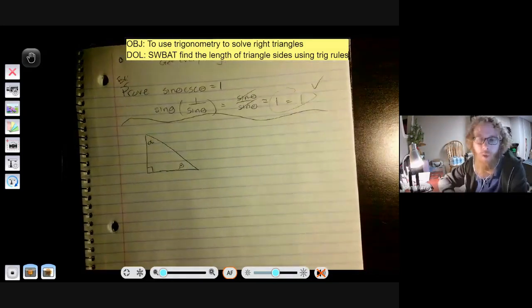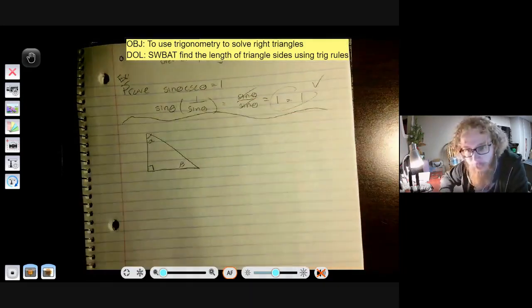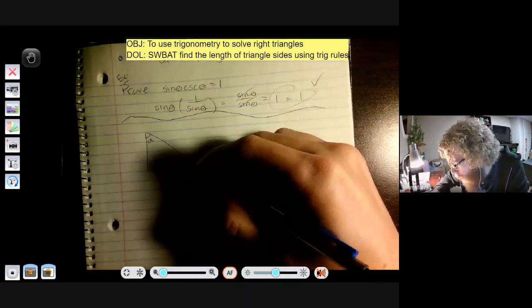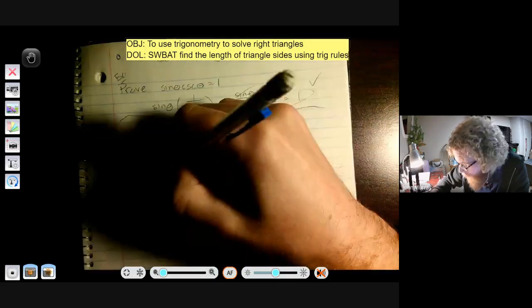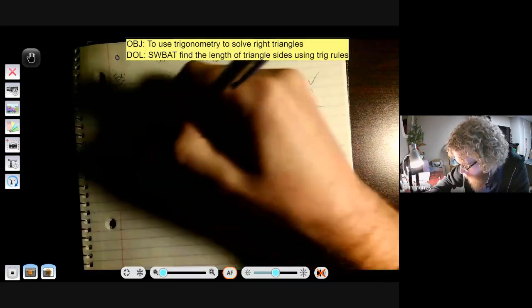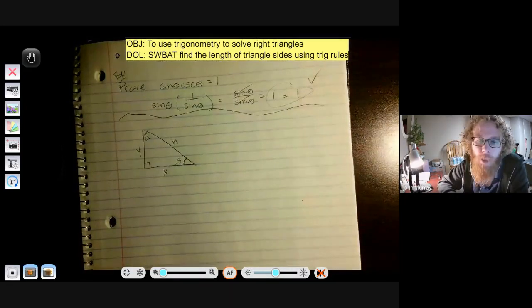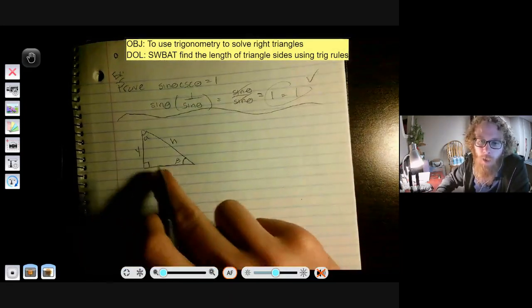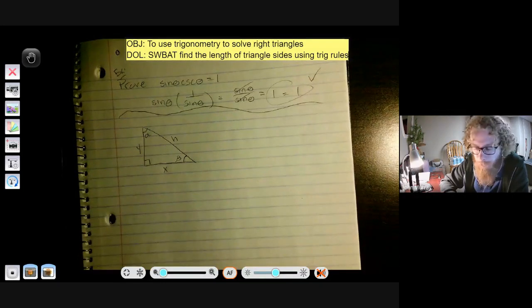All right, so here I have a right triangle, and I have the two angles. Here we're going to call this angle alpha, and here we're going to call that angle beta. I am going to label my sides. Okay, so here we have y over here, x down there, and h for the hypotenuse.